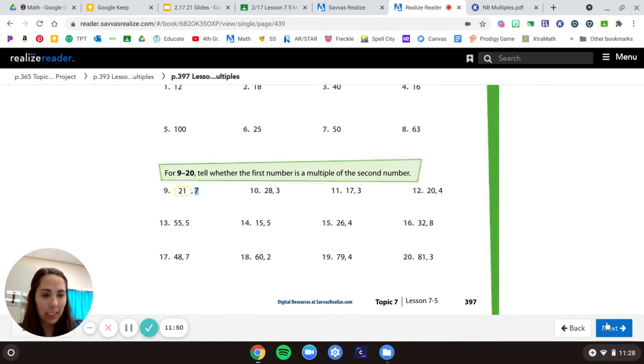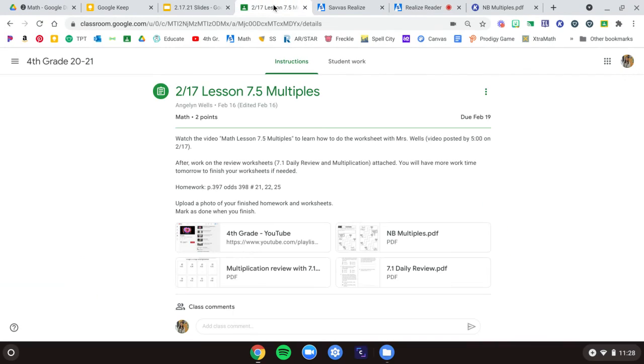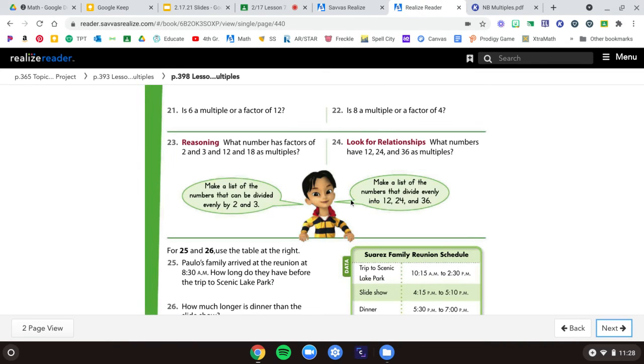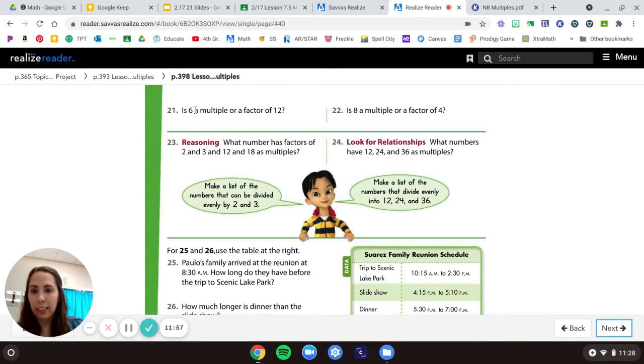Then on the back side, we have, was it 21, 22, and 25. So 21, same kind of thing. Is 6, ooh, this one's a little different. You have to think through, we did factors yesterday, where you multiply them together. So is 6 a multiple or a factor of 12? Think through multiple. Would you ever land on 6? Or would you use 6 to make 12? 22, same thing. Is 8 a multiple or a factor of 4?